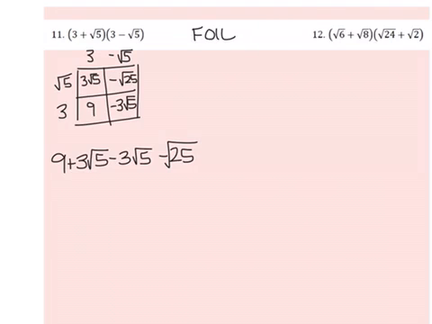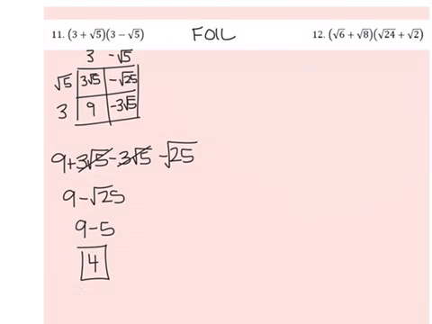So simplify anything you possibly can. Well, I know that 3 root 5 minus 3 root 5, these are going to cancel each other out. So I'm going to be left with 9 minus square root of 25. Looking at simplifying square root of 25, I know that that's 5. So I'm going to end up with 9 minus 5 then. So my final answer is going to be 4.